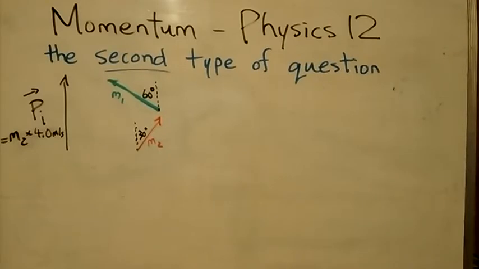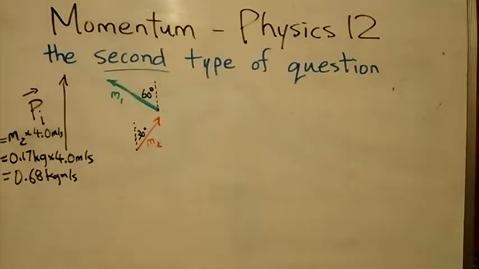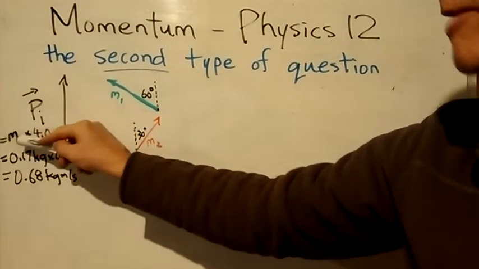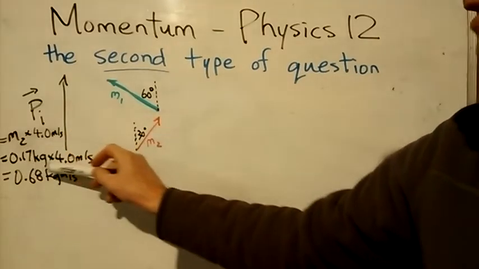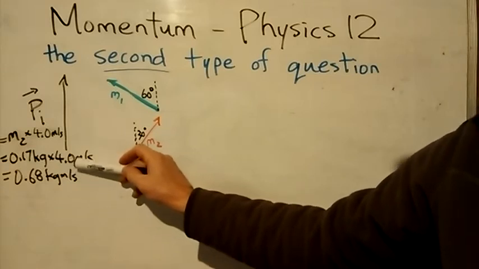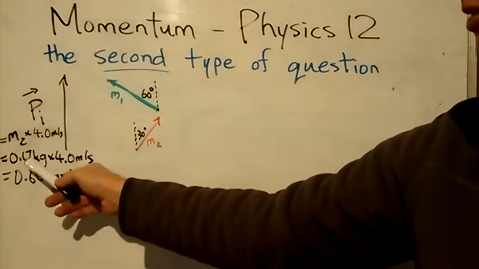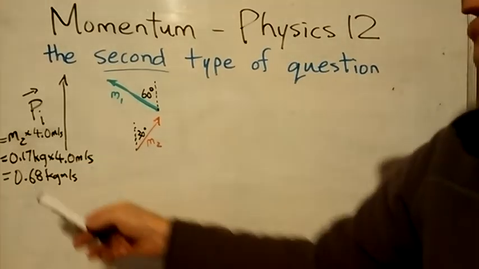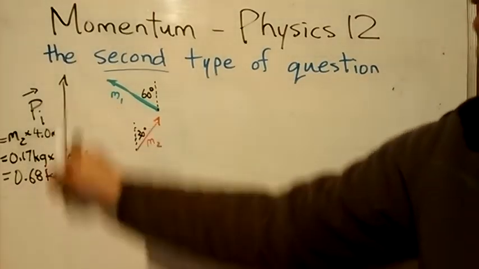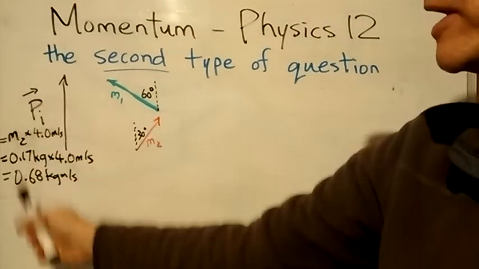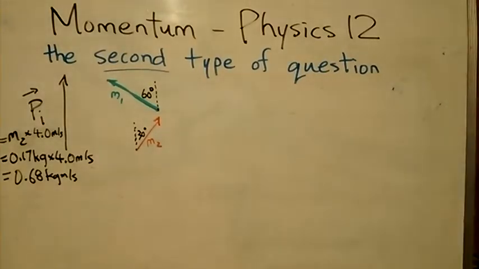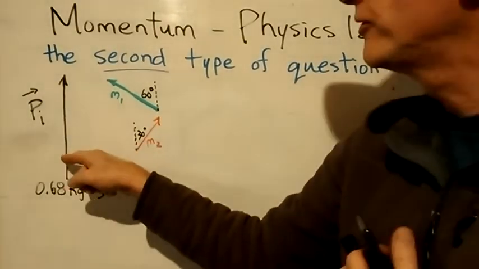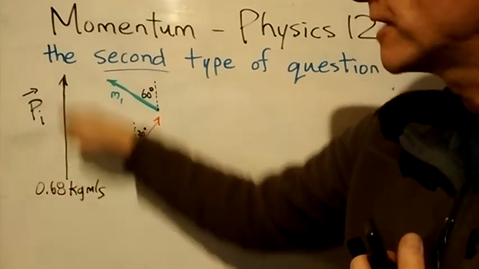The law of conservation of momentum. Initial total momentum equals final total momentum. Getting what the initial total momentum is, it was only from M2 because M1 wasn't moving, and M2 had a mass of 0.17 kilogram, had a speed of 4 meters per second to the north, and when you multiply the mass by the velocity, you get 0.68 kilogram meters per second. So that's the initial total momentum. It's moving to the north at 0.68 kilogram meters per second. So the initial total momentum is 0.68 kilogram meters per second.